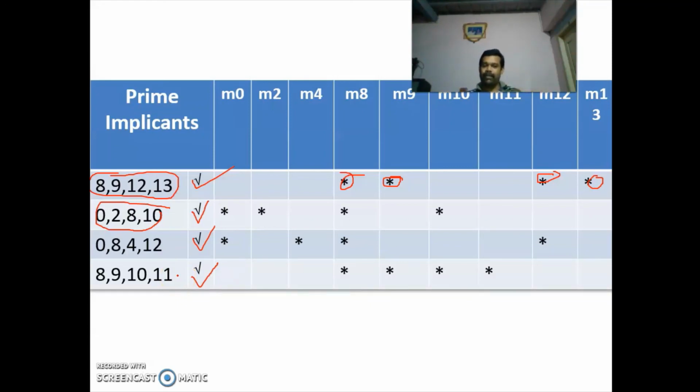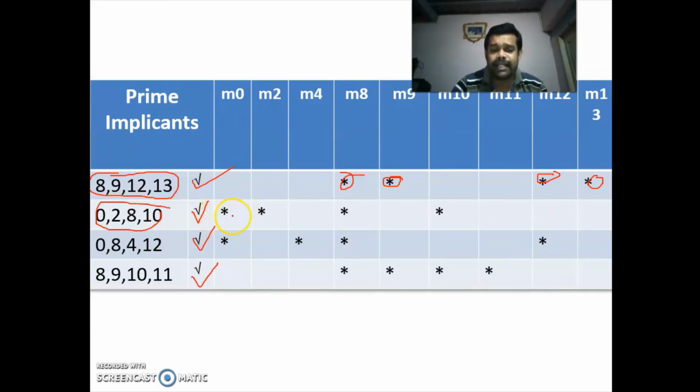So the steps are: first you have to write the prime implicants like this. Then, in the columns, you have to write the minterms. Then you have to put stars in the corresponding boxes. After that you have to check each and every column, and put a tick mark in the corresponding row if you have a single star.